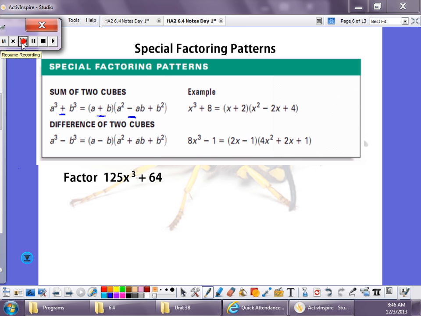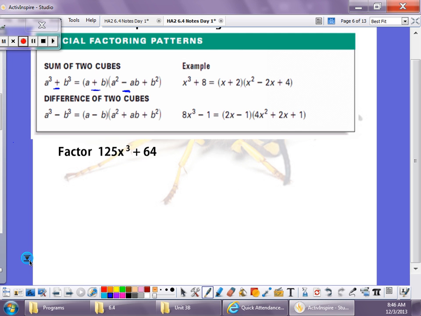Alright, so let's look at this example. What is the cube root of 125 x cubed? 5x. Good. So we have 5x. What's the cube root of 64? 4. So that's the first thing you need to do, is make sure that it is, in fact, the sum of two cubes or the difference of two cubes. Once you do that, you just need to plug it in to the sum of two cubes formula.